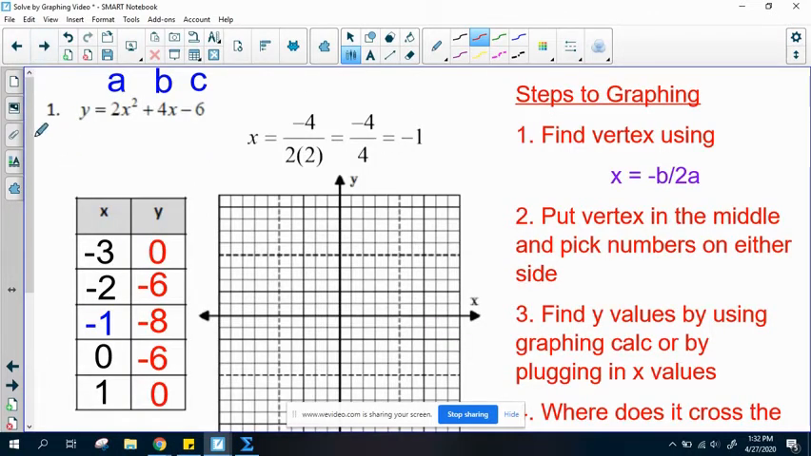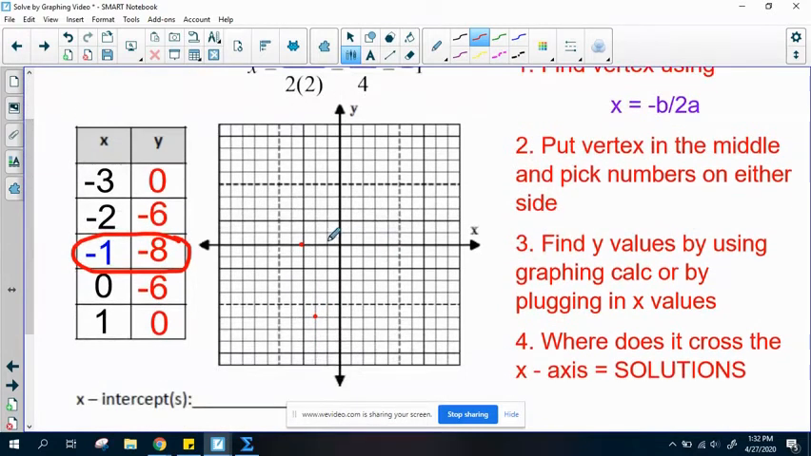So now I have my table of values. Here in the middle, this is my vertex, -1, -8. After you find the vertex and make your table, now it's just a matter of plotting points. So I'm going to plot the point -3, 0, and put a dot. I'm going to plot the point -2, -6. I'm going to plot the point -1, -8, 0, -6, and 1, 0. And I'm going to attempt to connect them. And here is my quadratic.